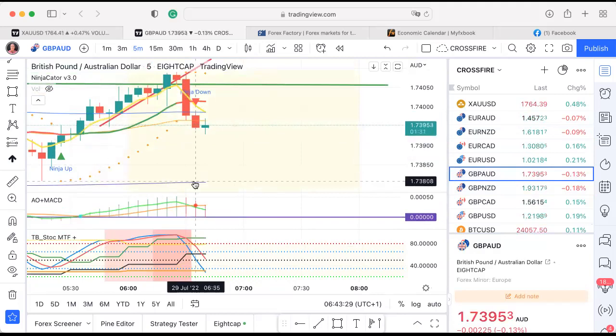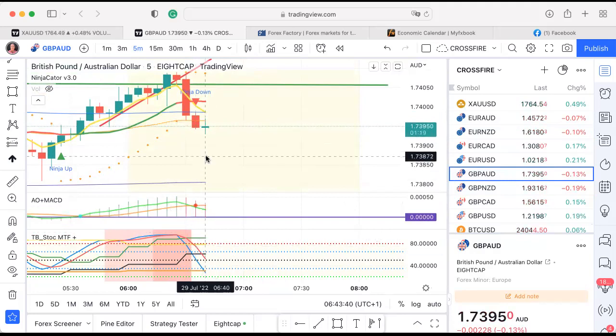Now, all the signs were at that point there where you had a ninja down. You had a red dot on the AO MACD. You had the 5 minute going down, but there's just been some hesitation there. That doesn't mean to say it's not going to go down. It just means I wouldn't get in yet because you're likely to get some drawdown.